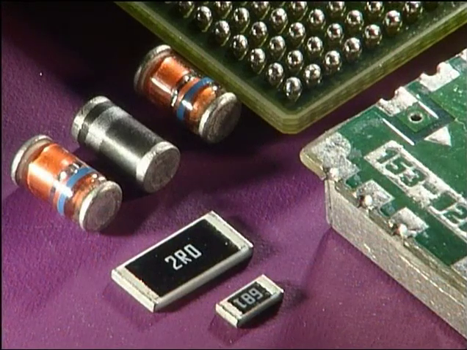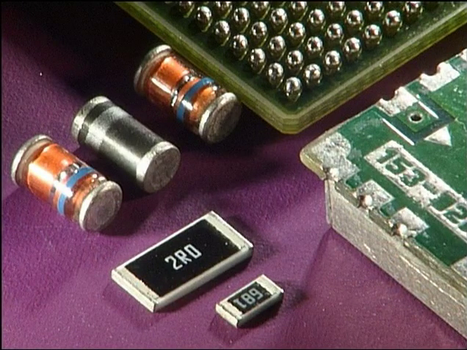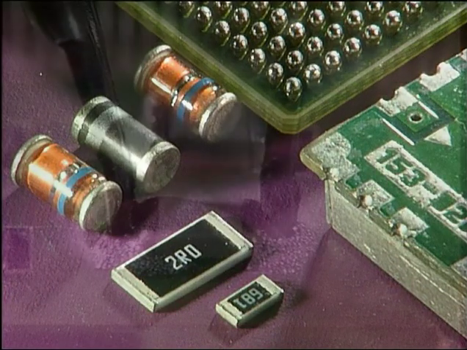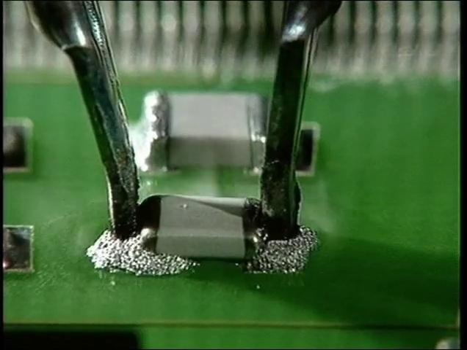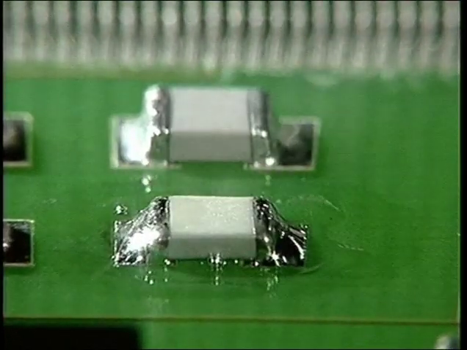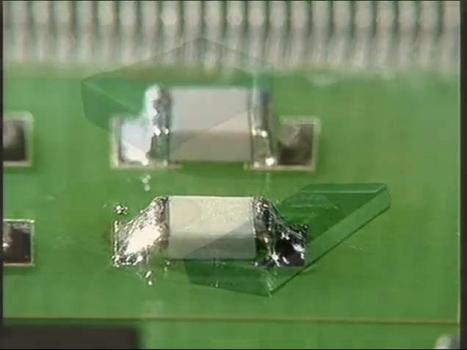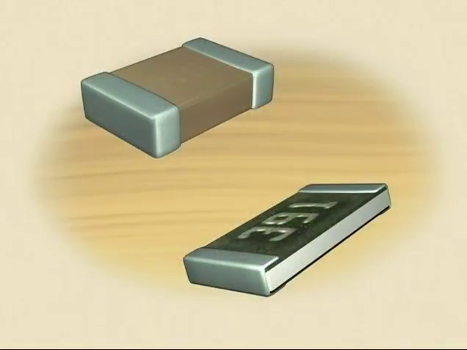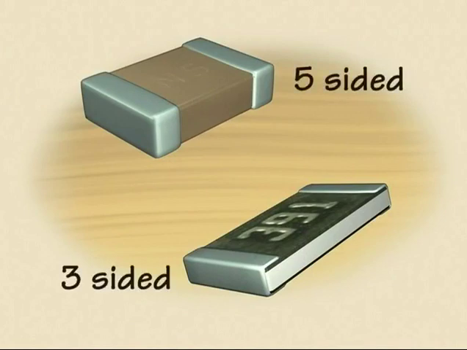Next, let's take a look at the leadless types of surface mount connections. Leadless means there are no metal leads sticking out of the component body. Instead, the components are attached to the circuit board by soldering to some type of metallized termination on the component. The most common type of metallized termination component is the chip component, with 3 or 5-sided terminations at opposite ends of the component's body.